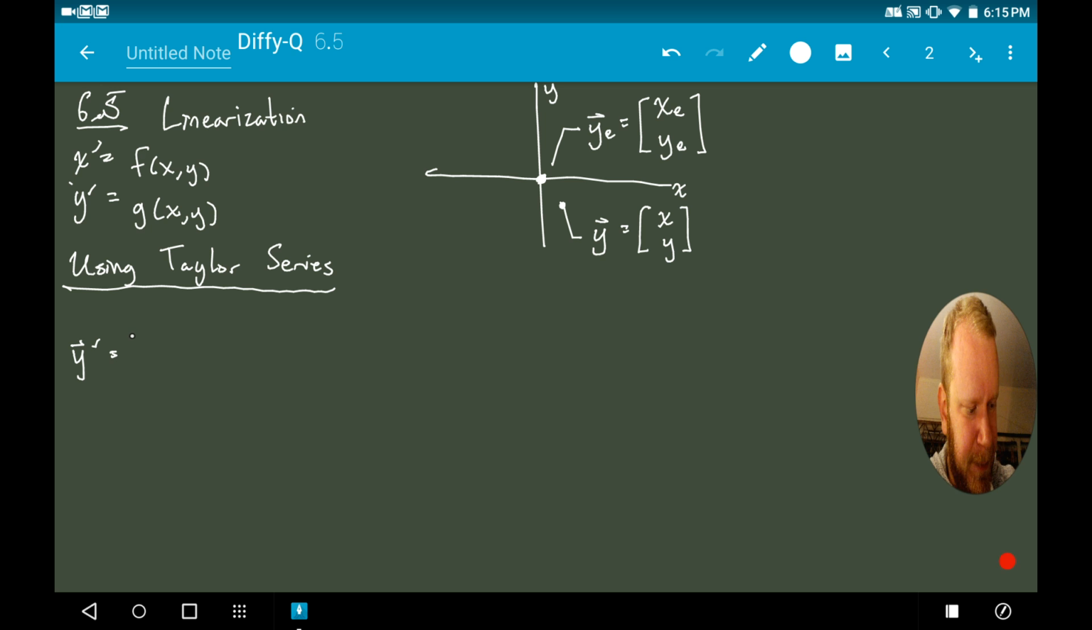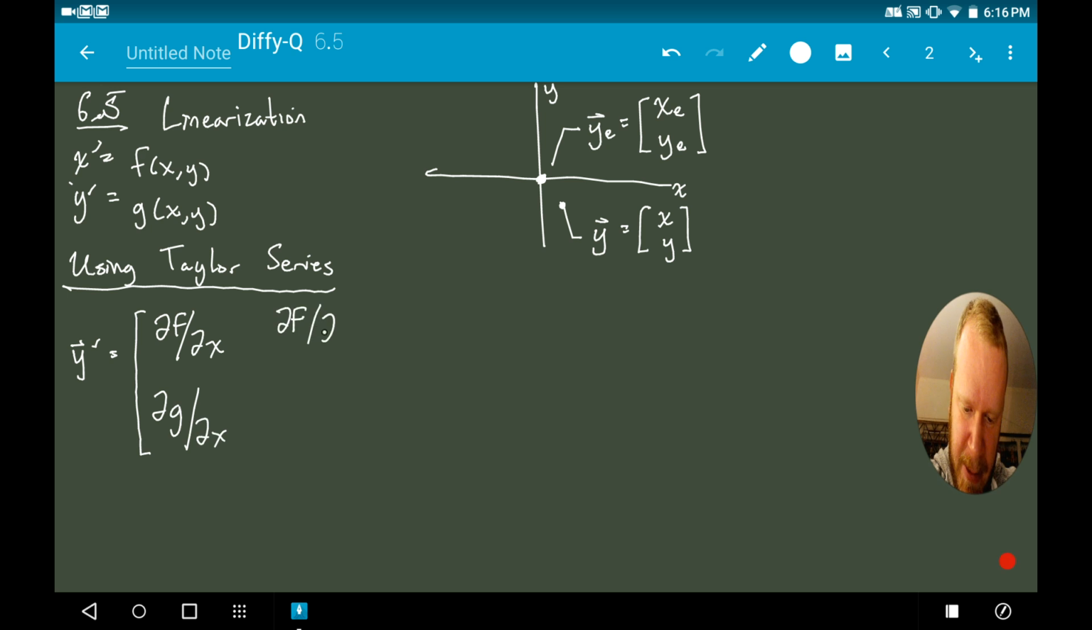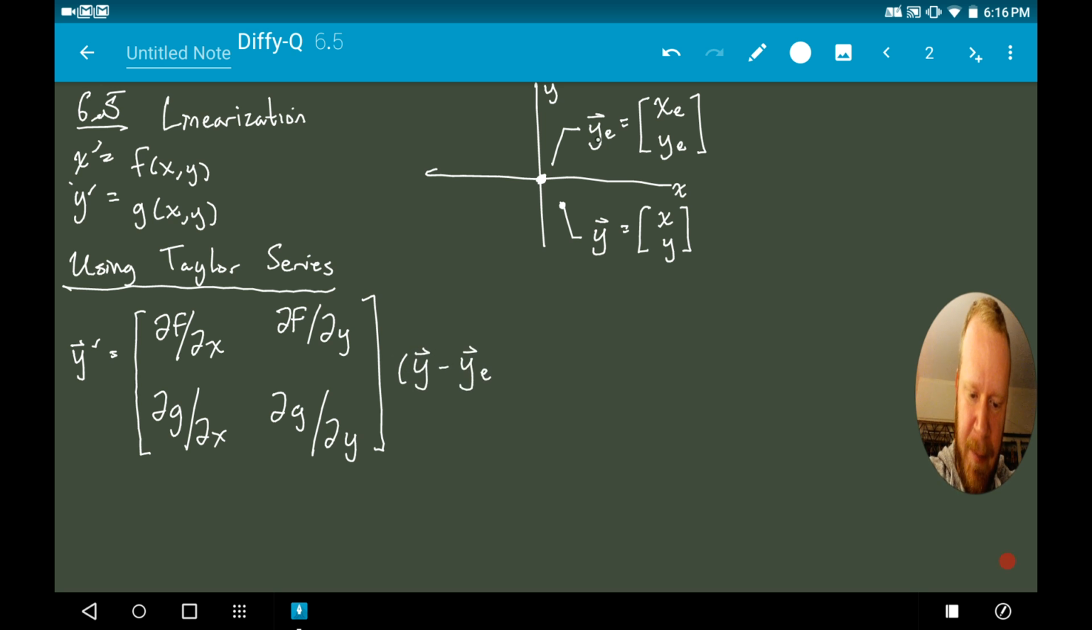our y prime vector is equal to del f del x, del g del x, del f del y, del g del y. These are partial derivatives of these two functions. And then we multiply that not by just the y vector, but by y minus this equilibrium vector.